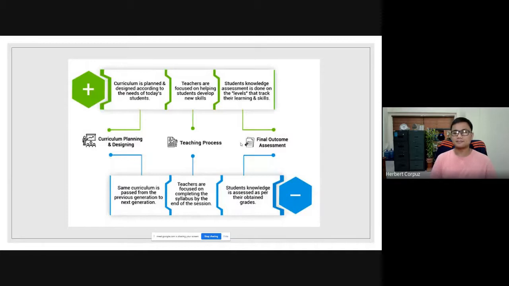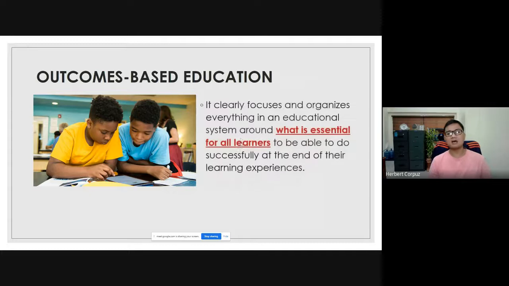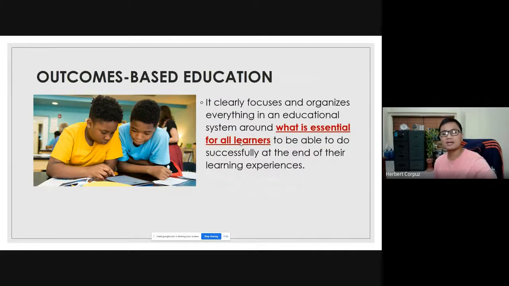Now look at this. This is now a diagram. This is the diagram showing us how outcomes-based education is being implemented in schools. And later on, as we go through, we will be discussing the elements of this diagram. Now, what then is outcomes-based education?